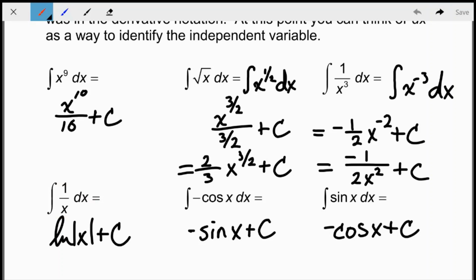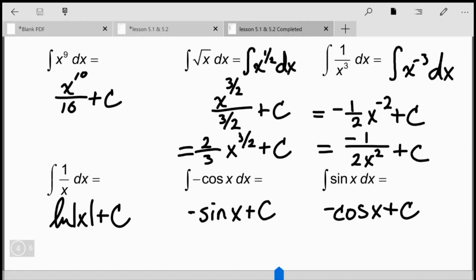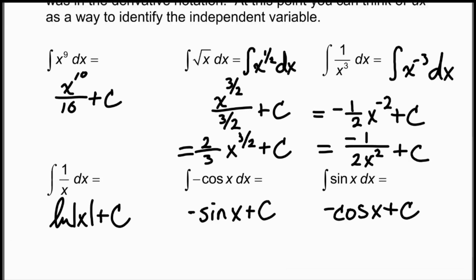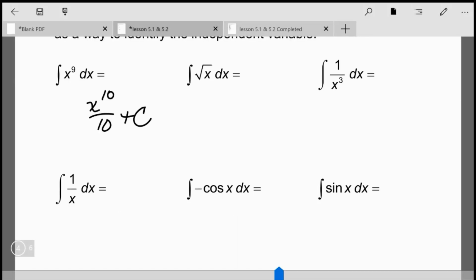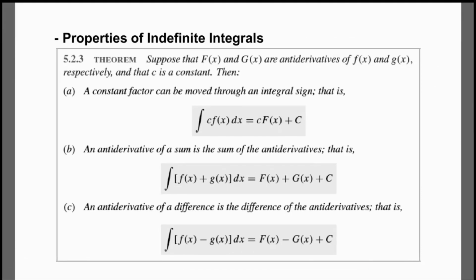Okay, and then you see the result for negative cosine x. Antiderivative is negative sine. And for sine x, the antiderivative or the indefinite integral is negative cosine x plus c. Okay, so relatively simple to do. Now, these are going to get a lot more complicated as we go. And in fact, in the second semester, we're going to get into some pretty advanced integration techniques where these are going to become much, much more challenging.